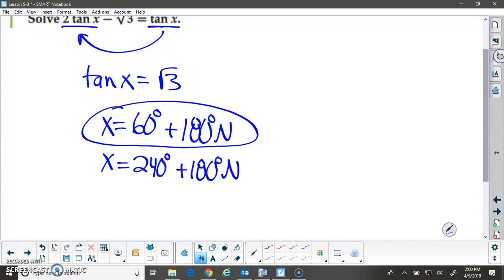But if you think about it, let's put 1 into the expression that I've got circled here. So 1 times 180 is 180. 180 plus 60 gives us the 240. So really, the second expression is not necessary, even though tangent equals the square root of 3 at 2 locations on the unit circle, that being 60 and 240.